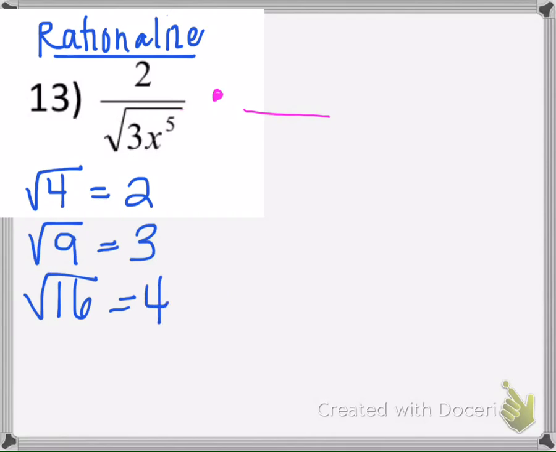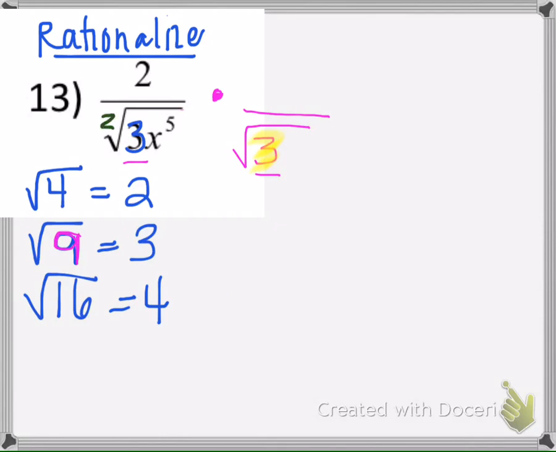So we need to think of, there's a 3 right here, and so we can't square root 3 and get a whole number. But if we multiply 3 with another 3, then 3 times 3 would get us 9. And then we would be able to square root 9 and get 3. So that's how come we know to put a 3 here.